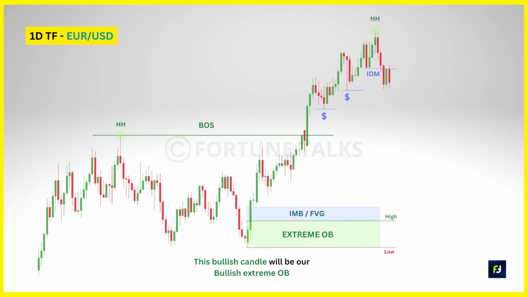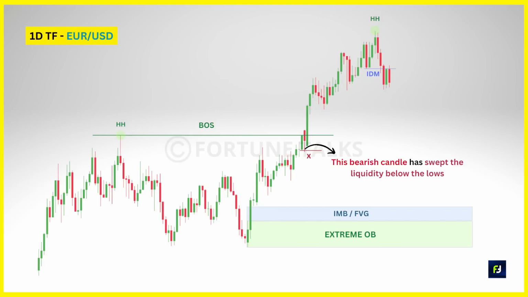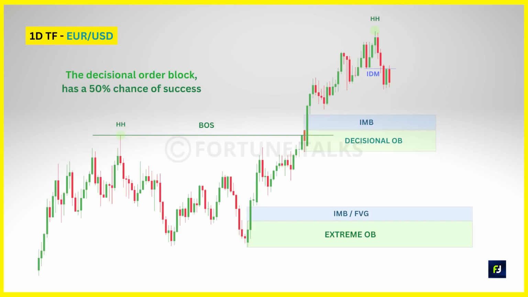You might have understood how the color of the candle is less significant in comparison to the liquidity grab and fair value gap criteria. As I have mentioned earlier, a maximum of only 2 order blocks are possible. Here you can see how this bearish candle sweeps out the liquidity below the previous minor low with its deep wicks. In addition, there is also an imbalance or inefficiency between the first and third candles, and it remains unmitigated. So this becomes our second order block. Just mark the highs and lows of this bearish candle. This is the decisional order block, which has a 50% chance of working.